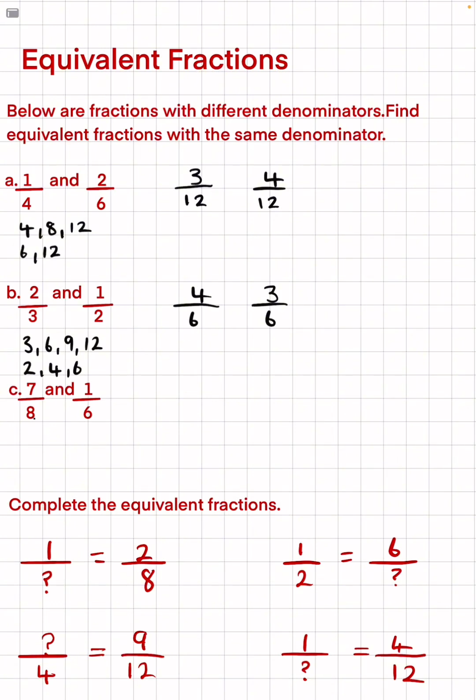Next, we've got 7/8 and 1/6. We can start by listing the 8 times table. We've got 8, 16, 24. Now we can list the 6 times table. 6, 12, 18, 24. We can see that 24 is a common multiple of 8 and 6. So we can use this as the denominator.